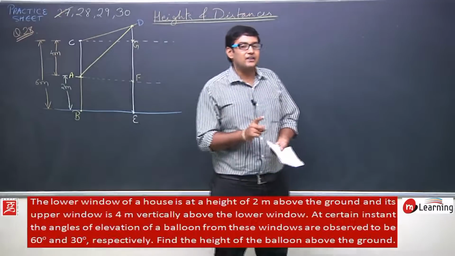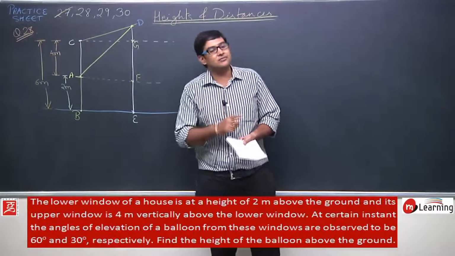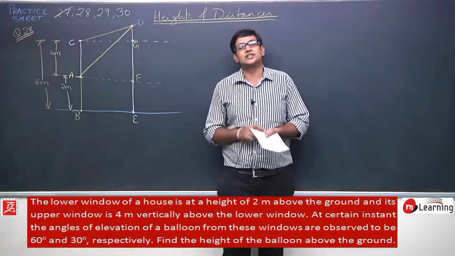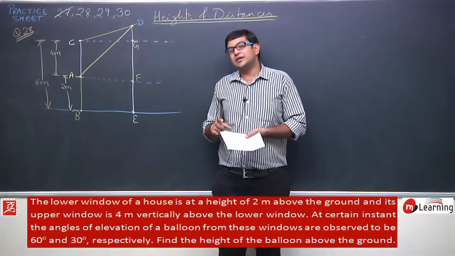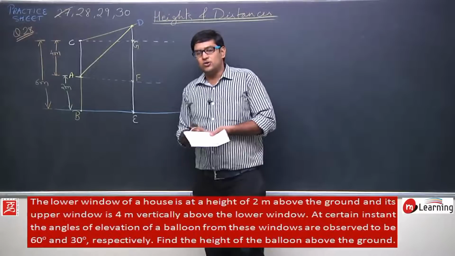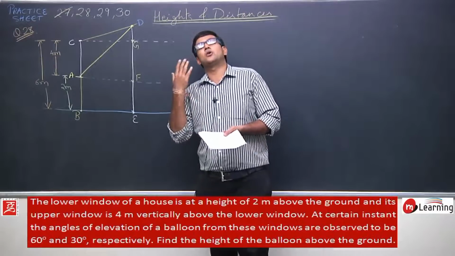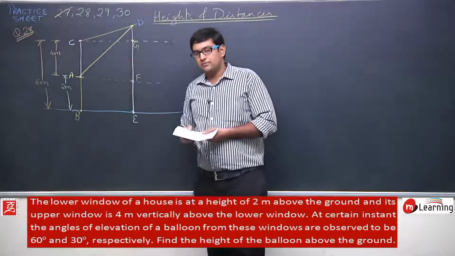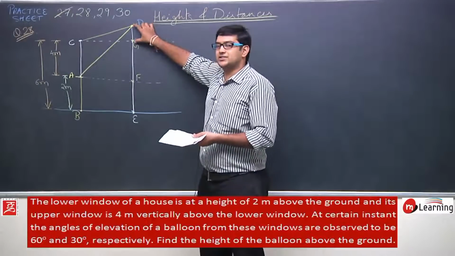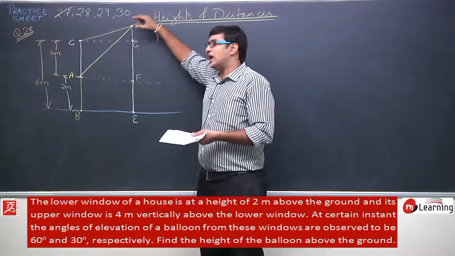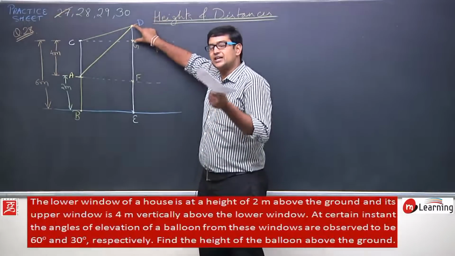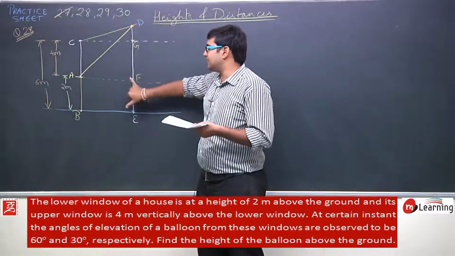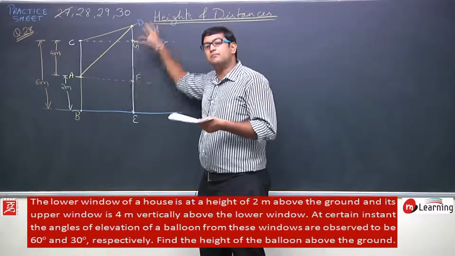Now which angle will be 30 degrees and which angle will be 60 degrees? How to understand this? See, if you are standing on the lower window, you need to move your head more compared to when you are standing on the upper window, because the level difference between the upper window and the balloon is less compared to the level difference between the lower window and the balloon.